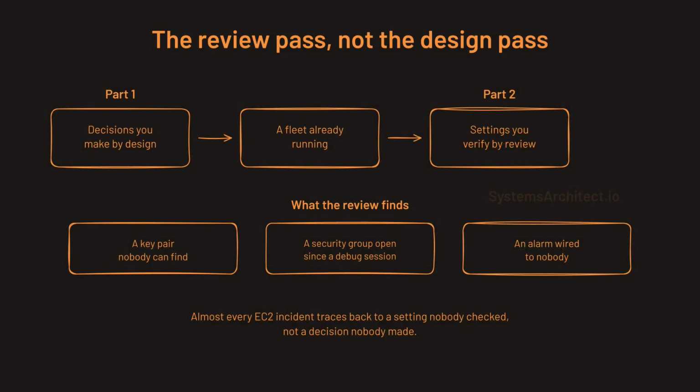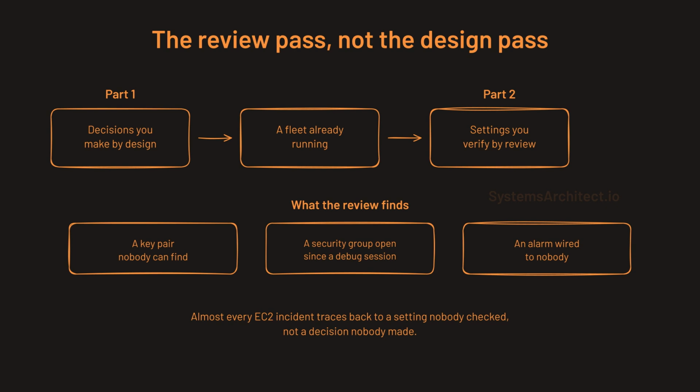Part 1 covered the biggest architectural decisions on EC2. This part is different. These 16 strategies are the configuration review. It is the pass you make over instances that are already running.